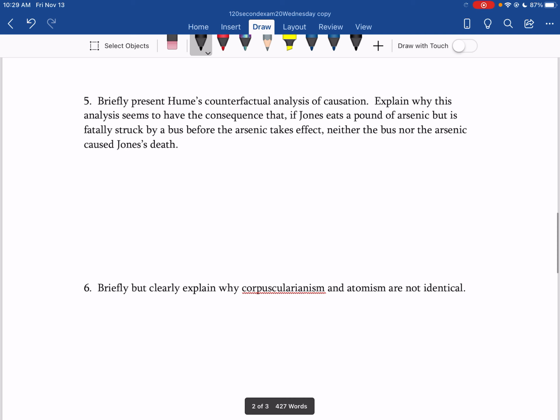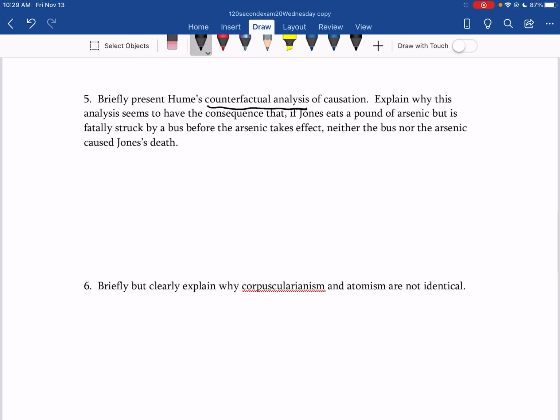You need to present Hume's counterfactual analysis of causation. That is one of his two analyses of causation. He thought they were equivalent, but nobody else thinks they're equivalent. So you couldn't just throw out some stuff Hume had to say about causation. The counterfactual analysis competes with the regularity analysis.